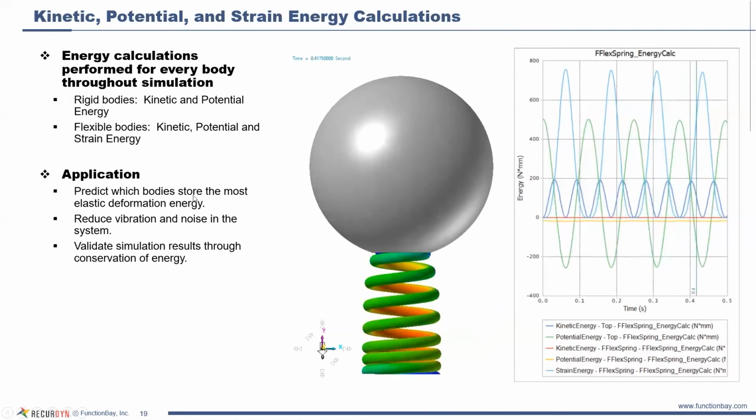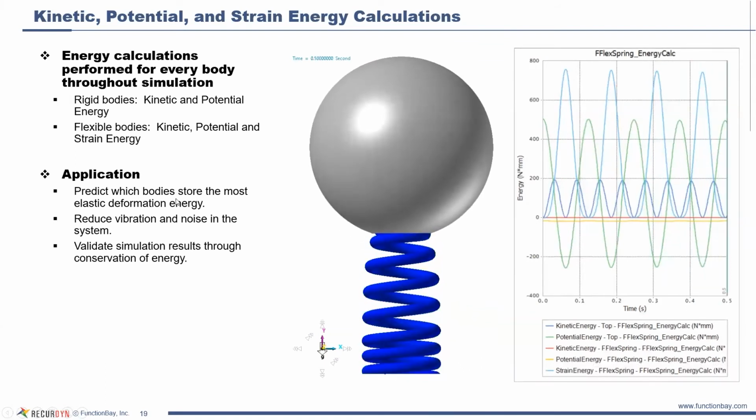So applications of this enhancement are that you can predict which bodies will store the most elastic deformation energy, and those bodies might be more susceptible to failure. So the engineer can easily identify those bodies. This also helps reduce vibration and noise in the system. And then it can be used as a way to validate the simulation results through the conservation of energy.